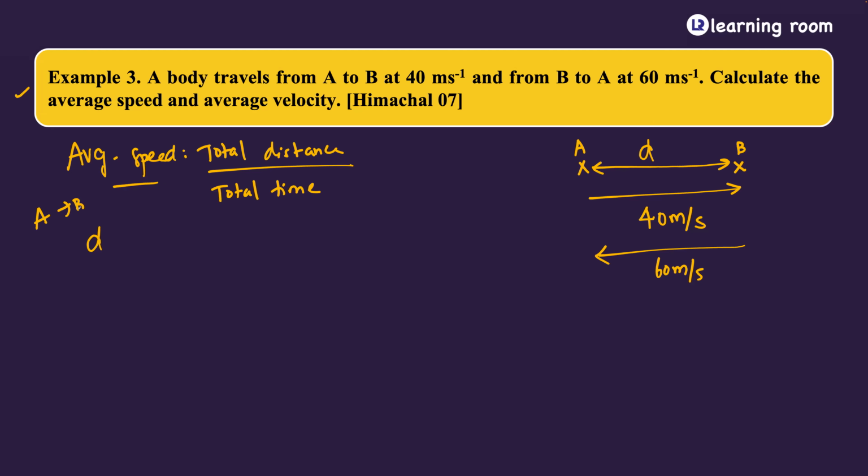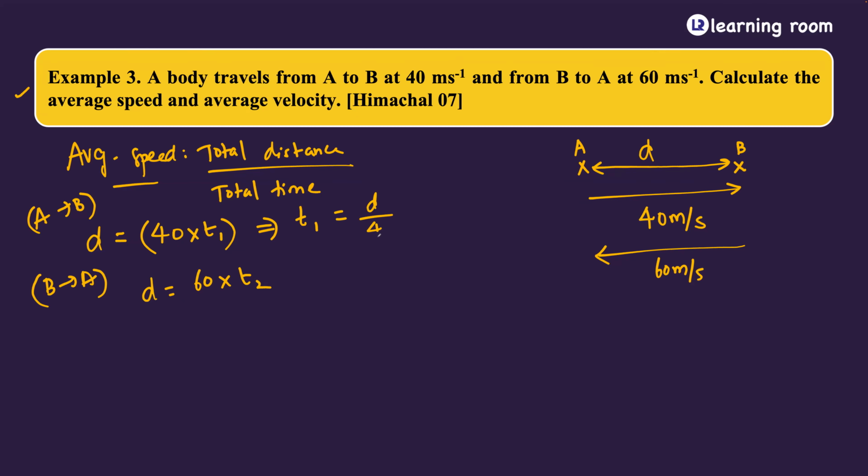So when the particle goes from A to B, we know that distance is equal to speed into time, right? So what is the speed? It is 40 into T1. Accepted? Similarly, when the particle goes from B to A, the distance is still going to be D. So it is going to be 60 into T2, right? Which implies T1 can I write it as D divided by 40? And T2 can I write it as D divided by 60?